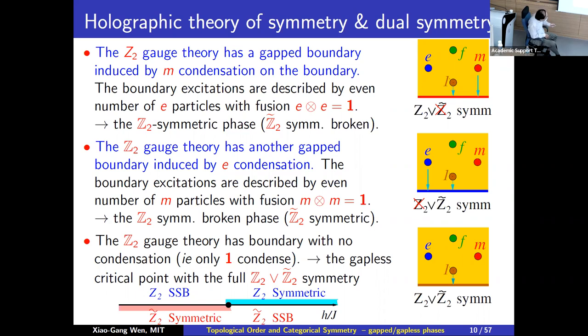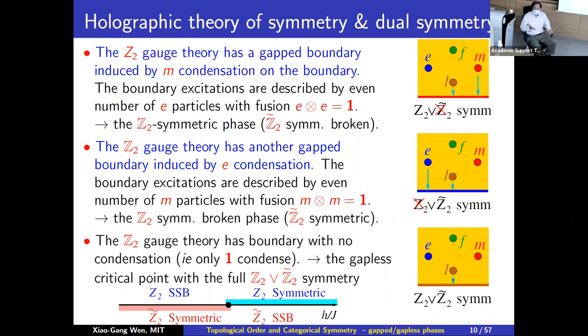You know, the critical point touches this Z2 symmetric phase. So the critical point should have Z2 symmetry, because it's a limit of the Z2 symmetric phase. This critical point also touches the dual Z2 symmetric phase, so we also think it can have this symmetry. So the critical point has both.